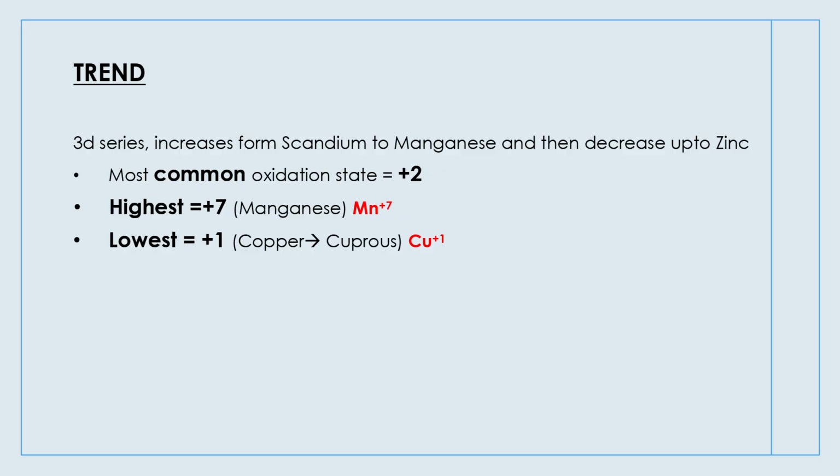You might get this in your multiple choice question in which they ask that manganese shows the highest oxidation state, and you get 4 answers in which you have to select the correct answer. You get +5, +4, +3, +7. So you know that manganese shows the highest oxidation state, so you will select +7. For cuprous, it will be +1. And if they ask about the common oxidation state, then the answer should be +2.